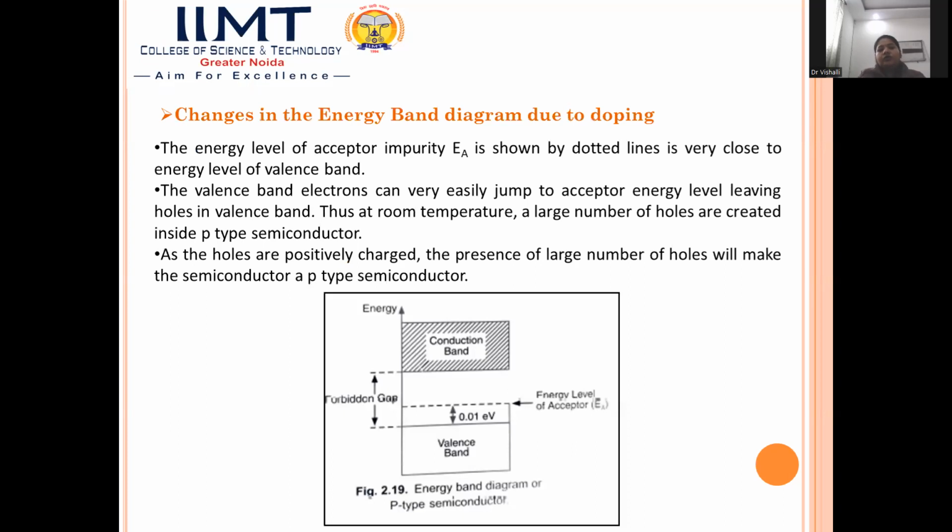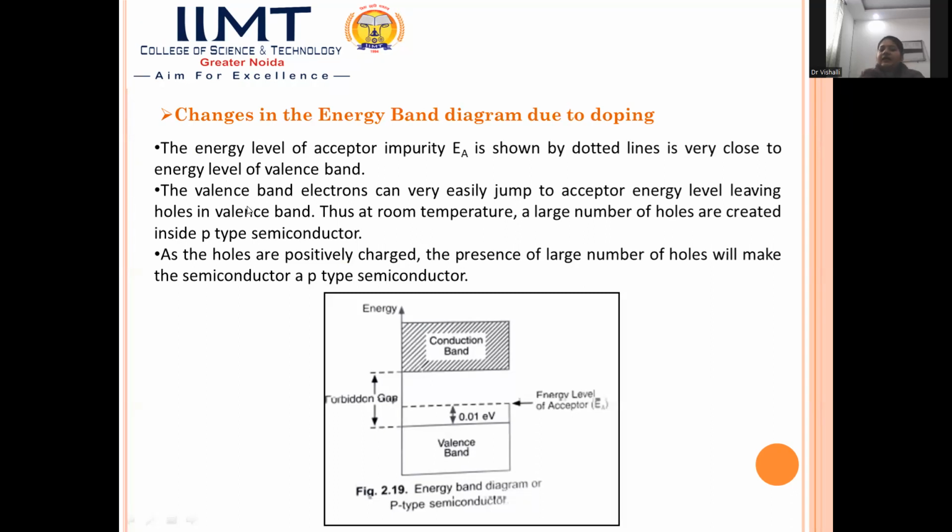Now let's see how the energy band diagram is altered by the addition of this trivalent impurity. We can see from this energy level diagram that the energy band of the intrinsic semiconductor is modified. Now here we have the acceptor impurity level. This is the energy level of the acceptor atom, which is just above the valence band. So the energy level of the acceptor impurity is very close to that of the valence band.